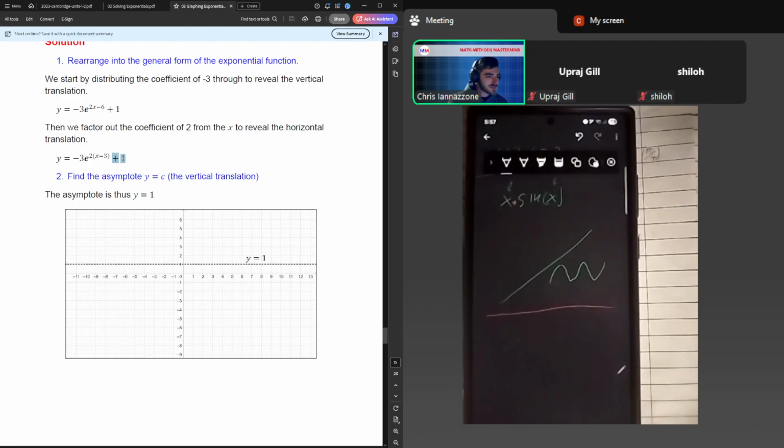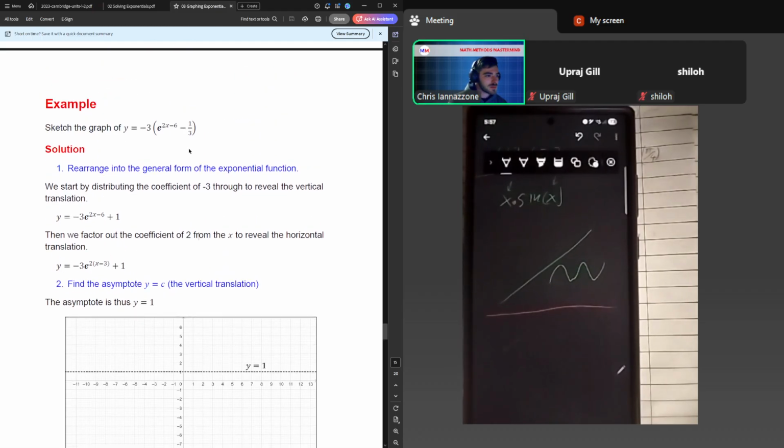Asymptotes, usually the easiest thing to find. That's going to be that plus 1. That's why we do this distribution. You're not going to say it's negative a third, you're going to say it's plus 1. You've got to make sure to factor everything through.